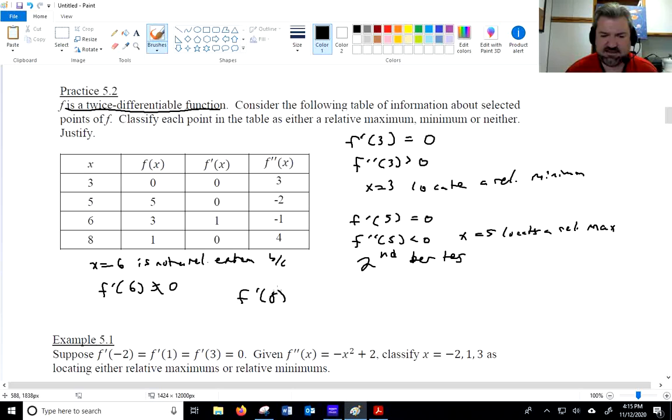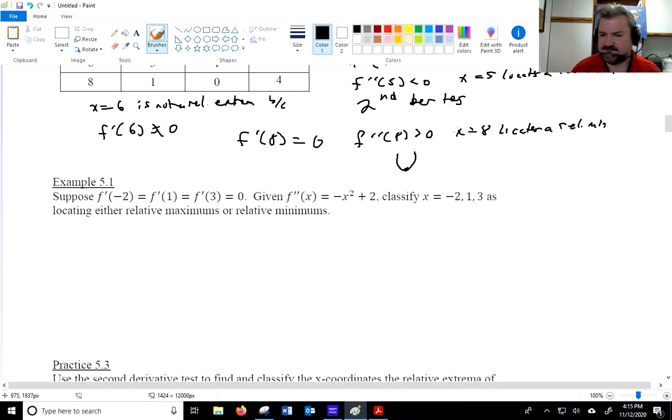f prime of 8, though, that equals 0. And since f prime of 8 equals 0, we can use the second derivative test. And since f double prime of 8 is greater than 0, x equals 8 locates a relative minimum. Because, again, f double prime of 8 is positive, so we must be concave up. So we're shaped like that.